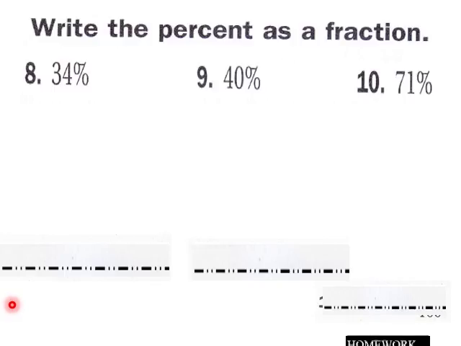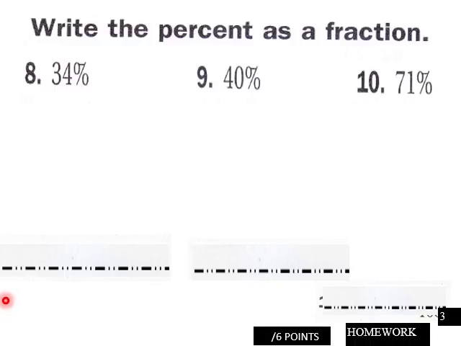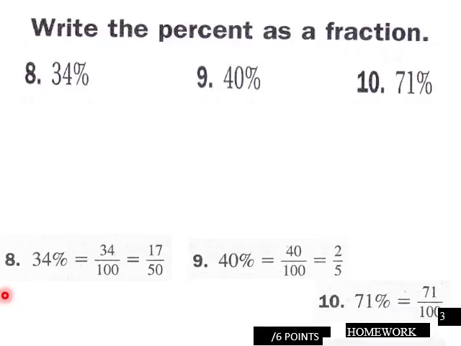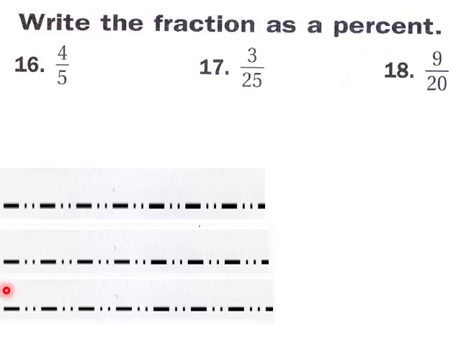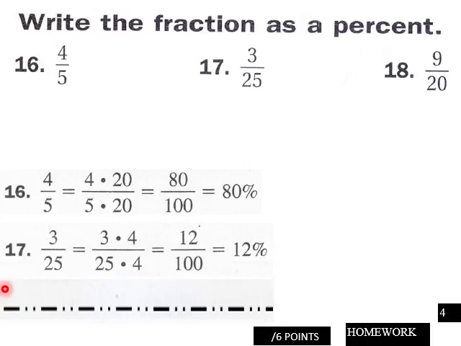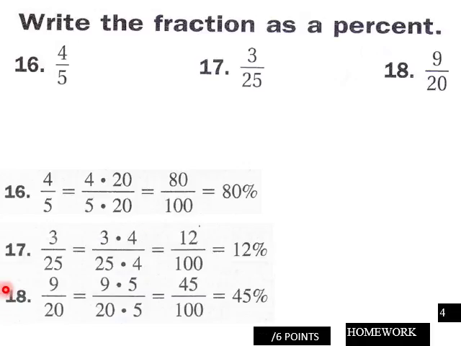Write the percent as a fraction. 34% there, 40% there, and then 71% there. Same thing here. Write the fraction as a percent. 4/5, 3/25, and then 9 over 20. So this shows you the mathematics here to deriving a percent from a fraction.